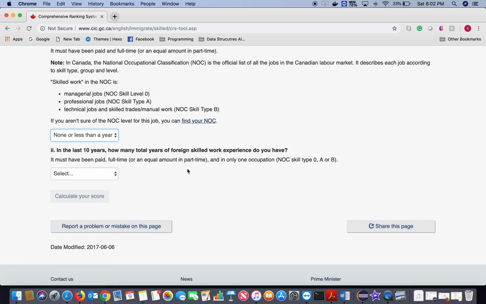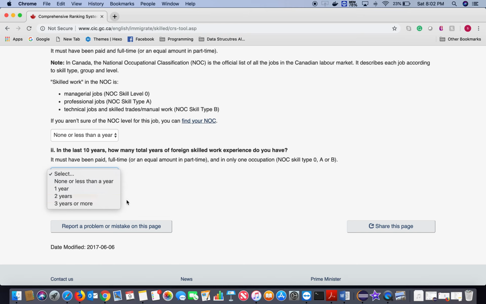In the last 10 years, how many total years of foreign skilled experience do you have? So, if you have worked in a foreign country outside of Canada, you will select the appropriate work experience that you have been working full time. Or if you have multiple part time jobs, you would have to convert those hours to full time and then put the full time hours.